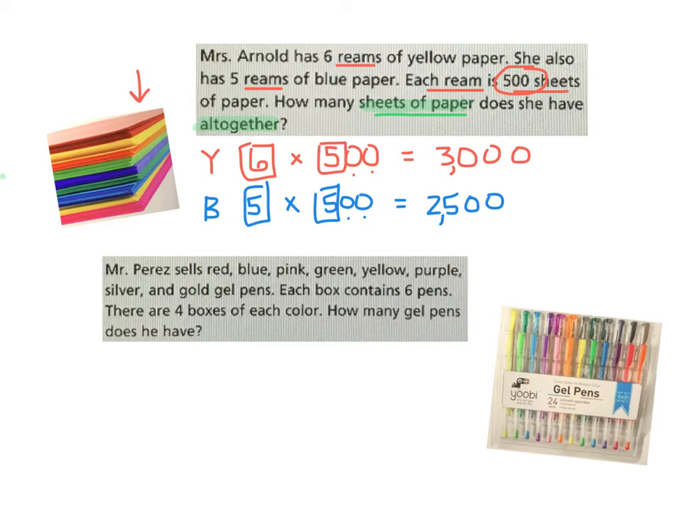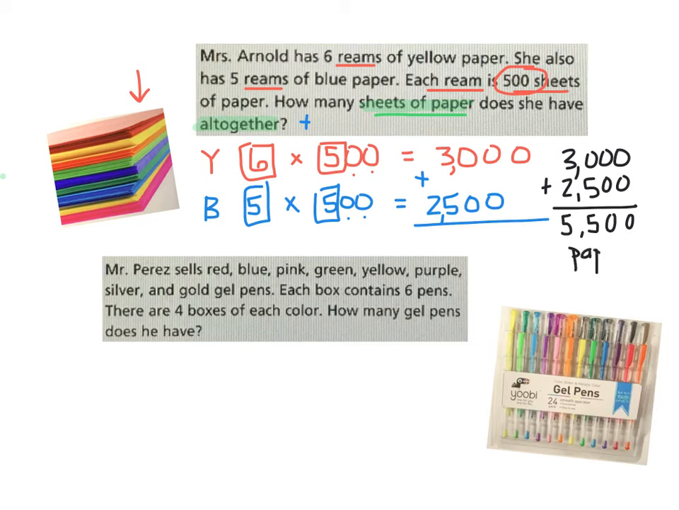Then they asked us how many sheets do they have all together. So that's an addition problem. So now I'm adding the 3,000 yellow plus the 2,500 blue. And I'm noticing right now my numbers really aren't lined up correctly. So I'm going to fix that over here so that it's much better. So 0, 0, 0 plus 5, 5, and 3 plus 2, 5. So all together, there are 5,500 sheets of paper. Next one, and last example to show you.